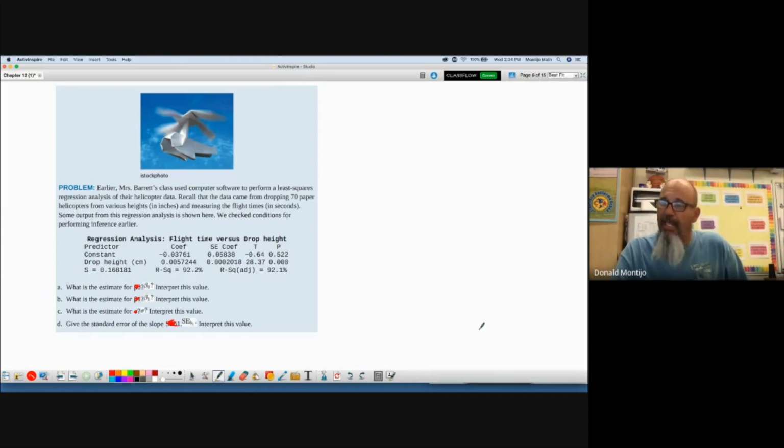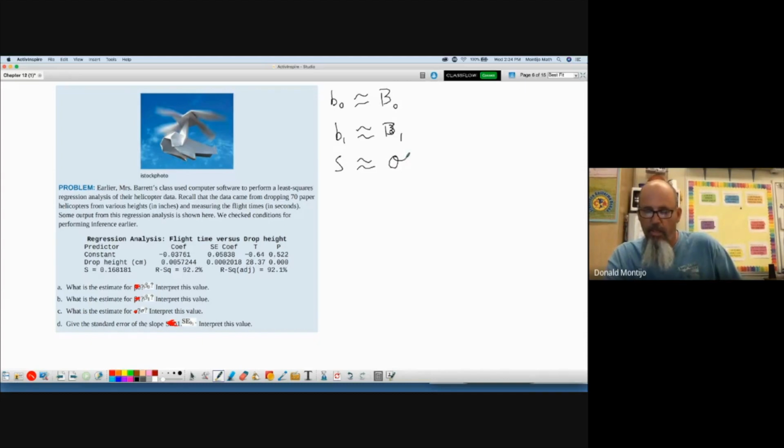What do we use to estimate beta sub naught? We use B sub naught. So B sub 0 estimates beta sub 0. B sub 1 estimates beta sub 1. S estimates sigma. No real surprise there. That shouldn't be much of a surprise to us. And then we'll talk about the standard error of the slope.